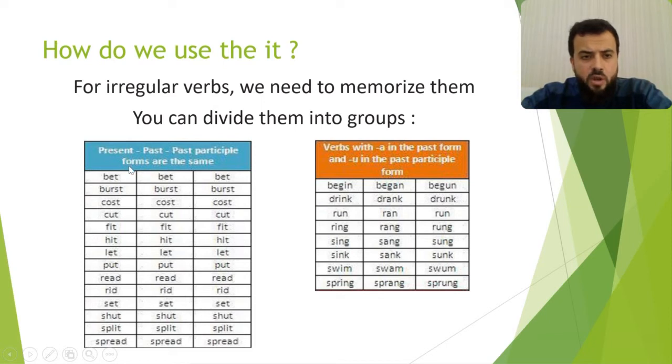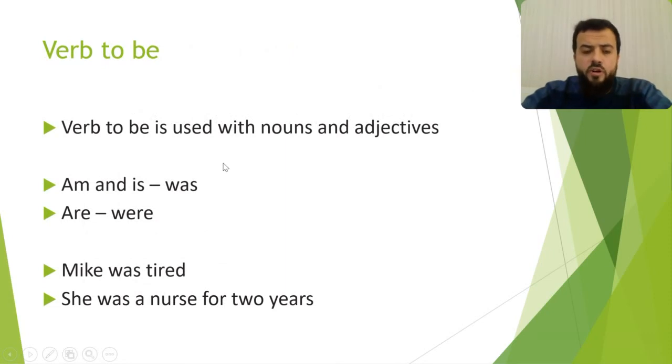For example, here all forms are the same: bit, bit, bit, burst, burst, burst, cost, cost, cost, and so on. This is another group here where we have U in the past participle form. So A is in the past and U in the perfect. Begin, began, begun, drink, drank, drunk, and so on. So you have one or two or many different methods to memorize them. So you can choose to memorize them normally, or you can divide them into groups if you think that this is easier for you.